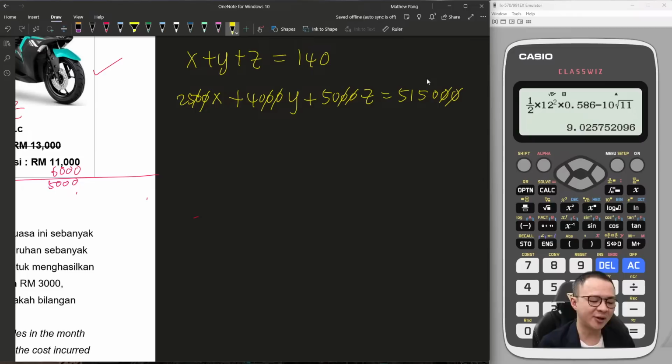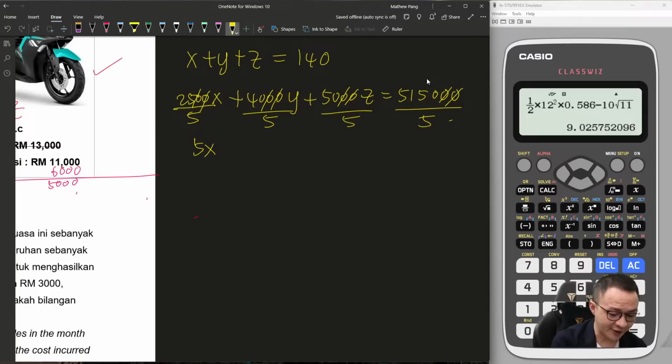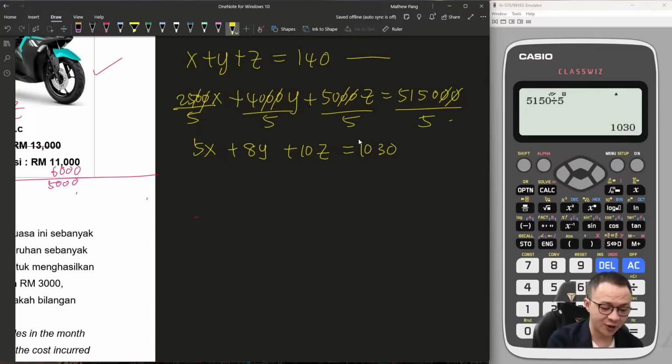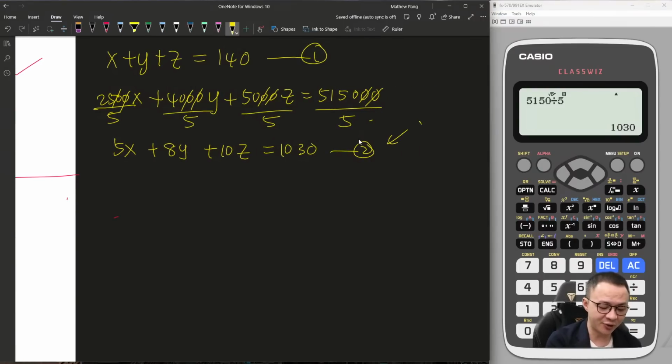All these numbers can still be divided by 5. So I will divide 5 here, here, here, and here. This one will give me 5x, this one 8y, and this one 10z. 5150 divided by 5 gives me 1030. So this is the second equation. How did I get this equation? By using the profit information.